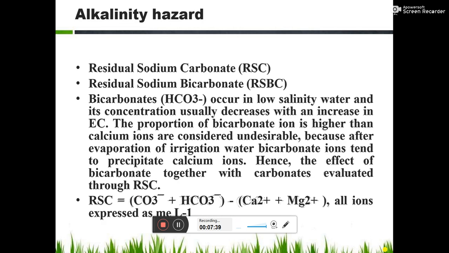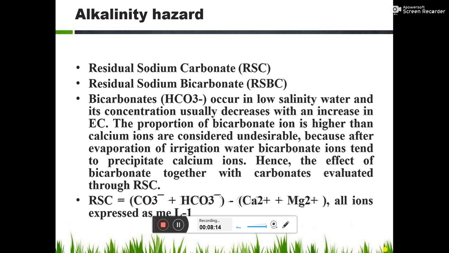Then alkalinity hazard, it is mainly calculated by residual sodium carbonate and residual sodium bicarbonate. Bicarbonates occur in low salinity water and their concentration usually decreases with an increase in electrical conductivity. A proportion of bicarbonate ions higher than calcium ions is considered undesirable because after the evaporation of irrigation water, bicarbonate ions tend to precipitate calcium ions. Hence the effect of the bicarbonates together with carbonates is evaluated through RSC, that means residual sodium carbonate.